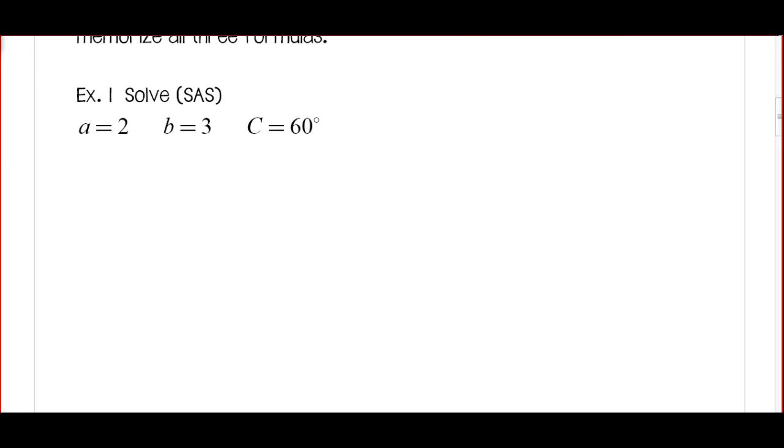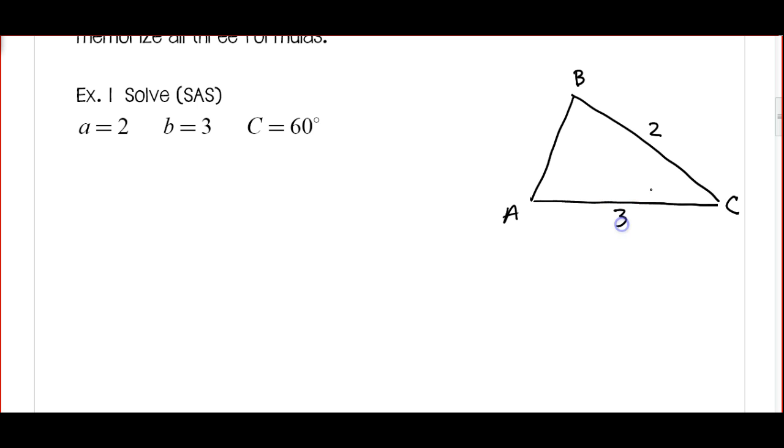So this is a side angle side example. Remember, we talked a lot about the ambiguous case, and you only need to consider two triangles if it's the ambiguous case, which was the side-side angle case. So here's triangle ABC, and I'm given that side A is 2, side B is 3, angle C is 60 degrees. Notice I have two sides and the included angle, and the first thing that we're going to be able to find is side C.